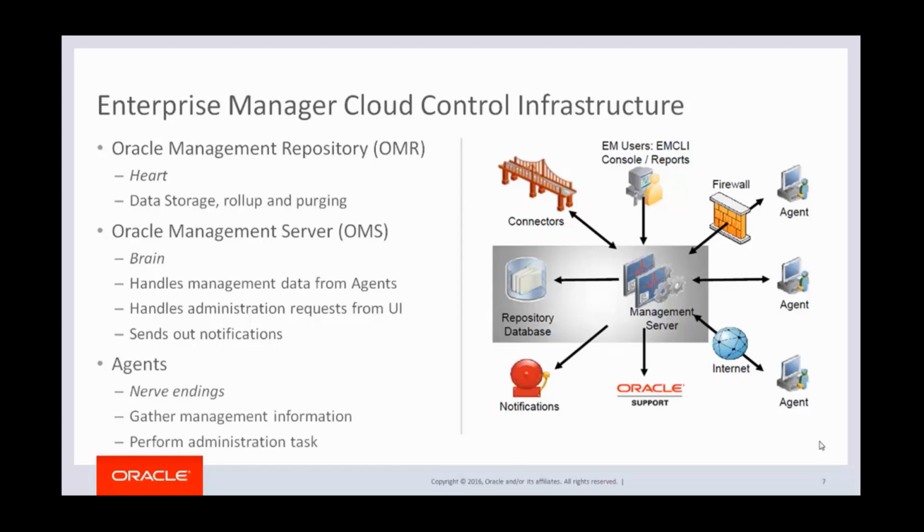And agents can be compared to nerve endings that gather vital information from targets and then send it to OMS. OMS then communicates with OMR and takes care of the rest of the work. So this is how Enterprise Manager works. Only when these three components work together does Enterprise Manager provide a complete monitoring solution to your on-premise and cloud environments.